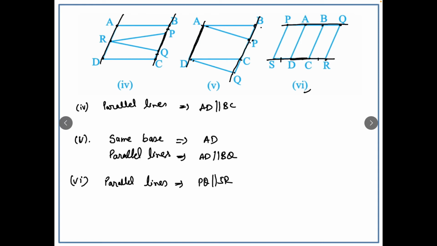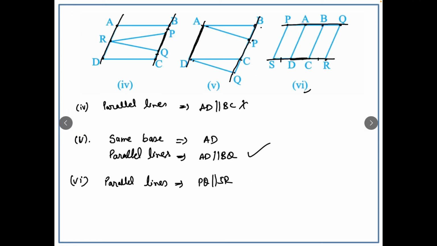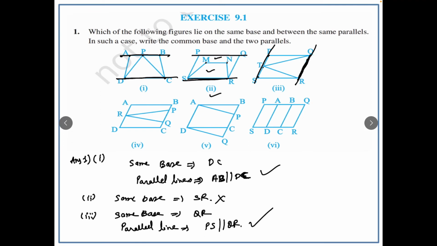So there are only three figures, figure 5, figure 3 and figure 1, which are on the same base and between the same parallel, while these three are not on the same base and between the same parallel. So the answer for this one is figures 1, 3 and 5 are on the same base and between the same parallel, and for them the common bases are written here. Okay, so that's the answer of exercise 9.1 of chapter 9.